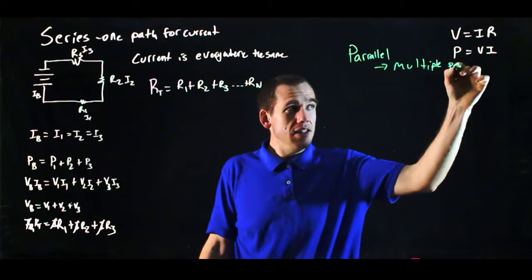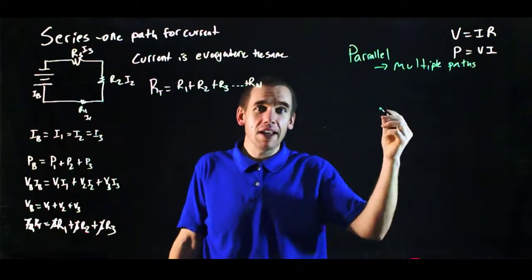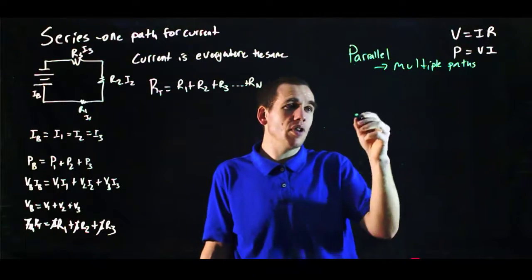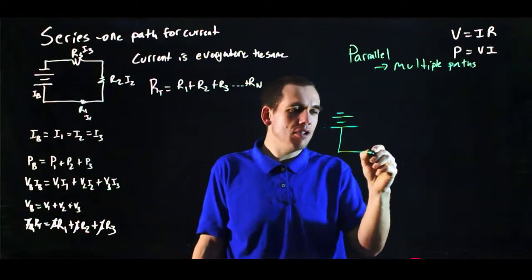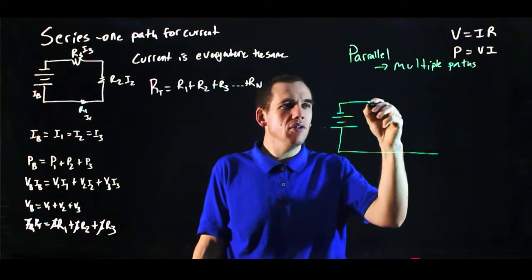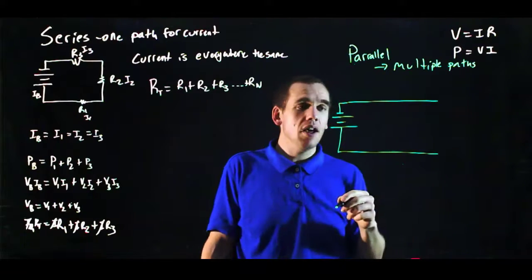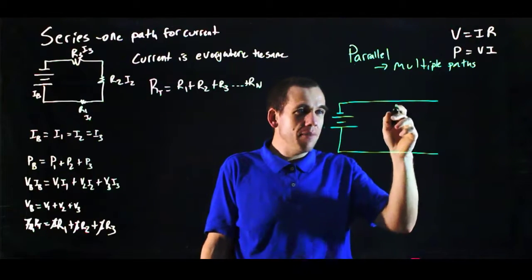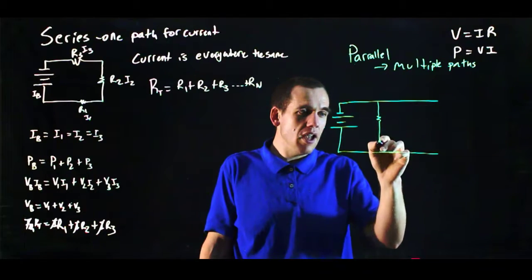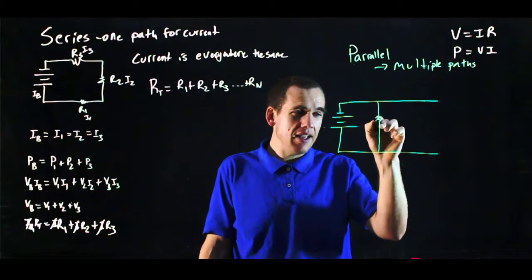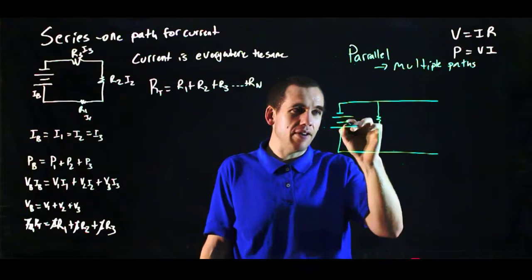And this is going to be a little bit different because every time we add a resistor in parallel, we're actually going to open up a new path. So I have my battery again, and I'm going to draw my parallel circuit a little bit different because I want to emphasize the fact that there are multiple paths. So I can put a resistor here, and that would be series, right? That resistor is in series with that battery.